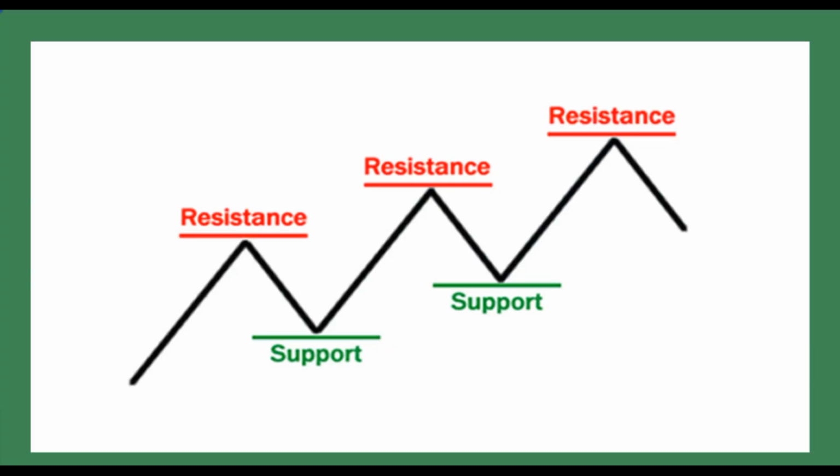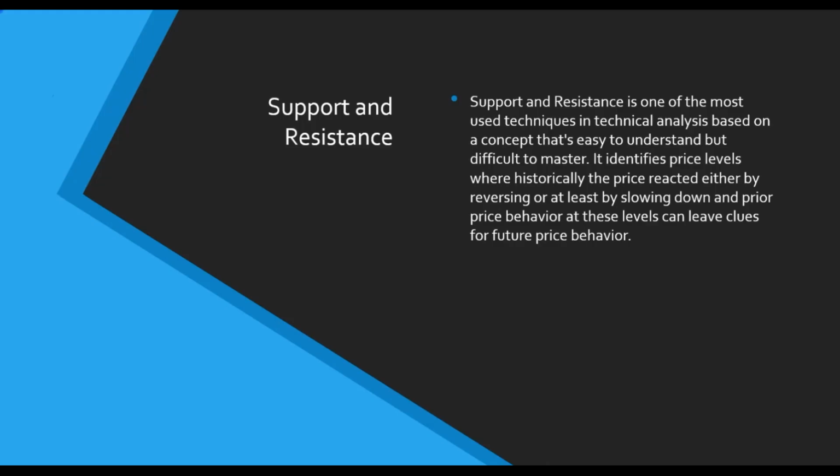Next, once we have our trends on our charts, we want to look at a very important concept known as support and resistance. Support and resistance is one of the most used techniques in technical analysis, based on a concept that's easy to understand but difficult to master. Now, I do not ever trade without support and resistance. Like I said, I don't use technical indicators and oscillators. I use trend lines, support and resistance, and chart patterns.